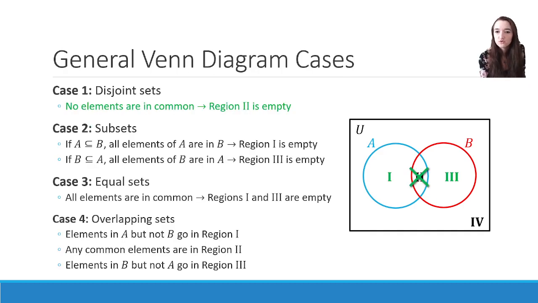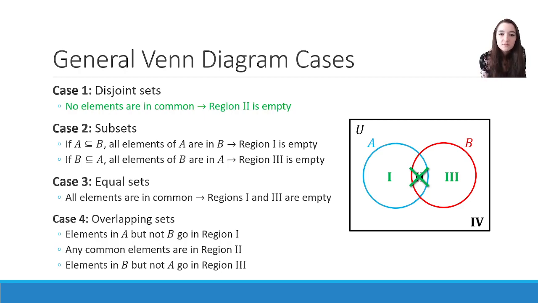Looking at the general Venn diagram, here I have numbered each of the parts, or regions, of the Venn diagram: 1, 2, 3, and 4. To illustrate disjoint sets, where there are no elements in common, we would just have something in region 1, something in region 3, but nothing in region 2. That's what no elements in common means.